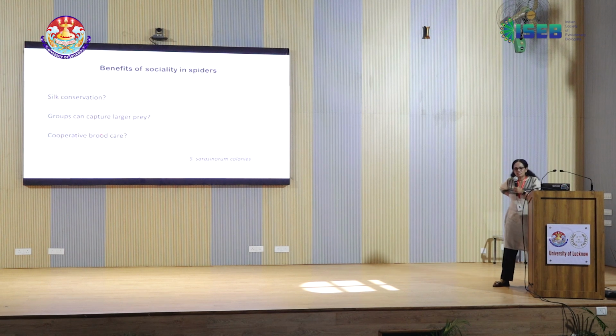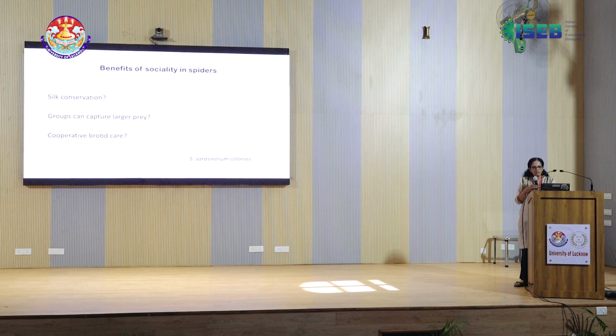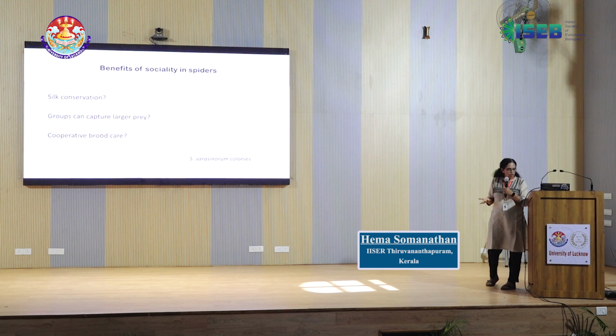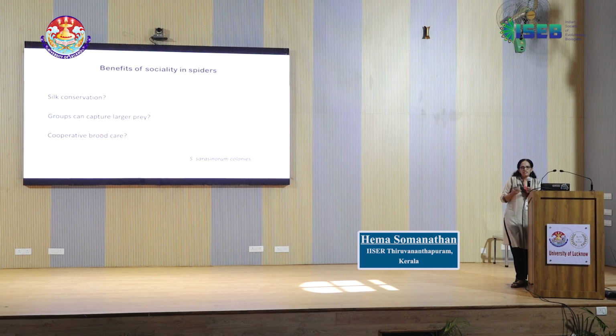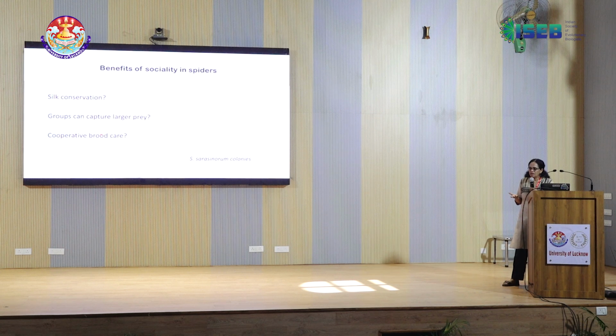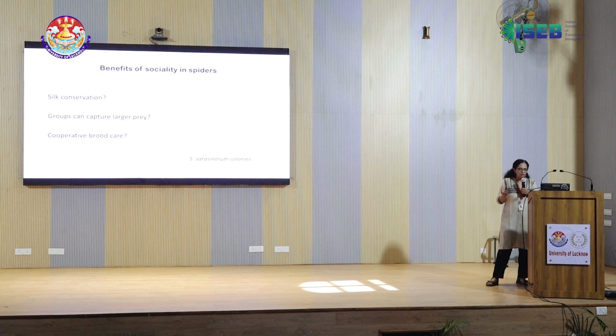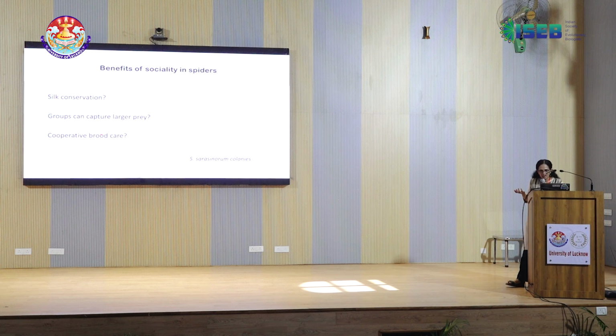Now, some of the benefits, and these remain mainly hypotheses or purported benefits, I should say, is that by the evolution of sociality there is silk conservation, which basically means that individuals have to invest a lesser amount in silk if they live in large groups. The other hypothesis has been that larger groups can capture larger prey, more prey, the webs can cover a larger surface area, and so therefore it makes it efficient. And the other benefit, of course, is cooperative brood care. Now, all of these, till now, we are not very sure about whether this happens or not.